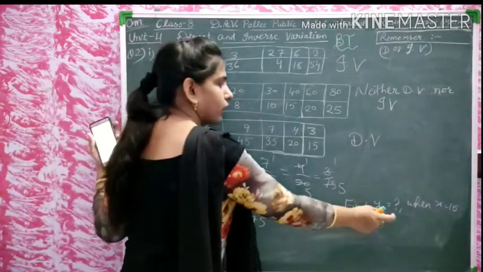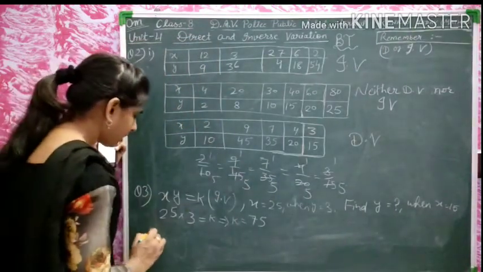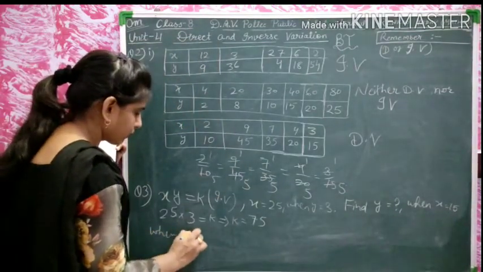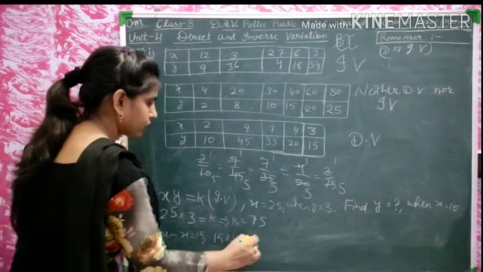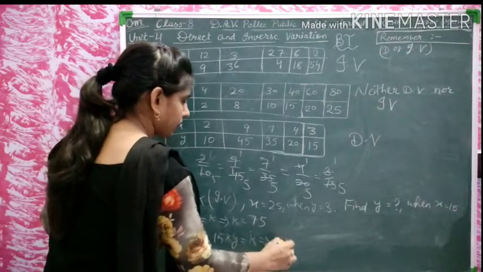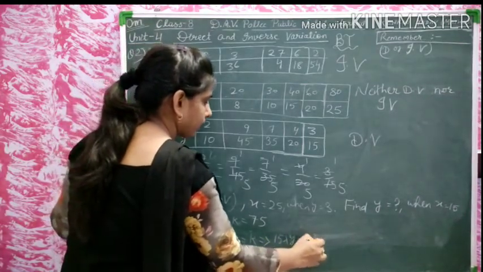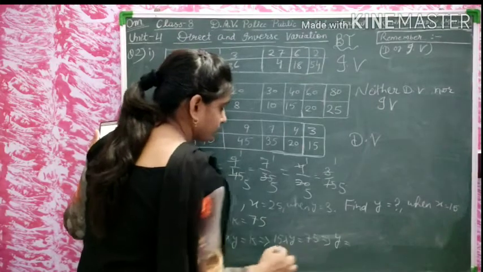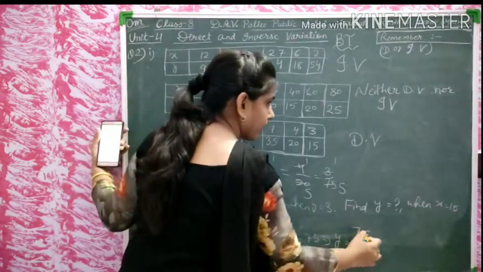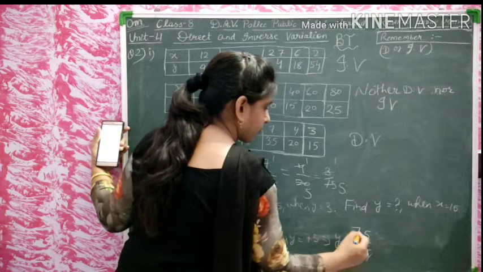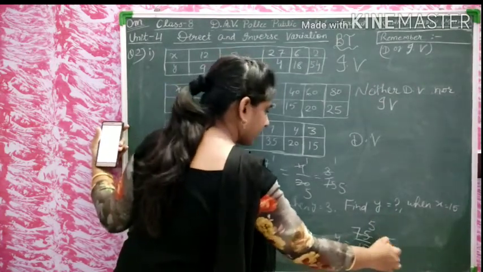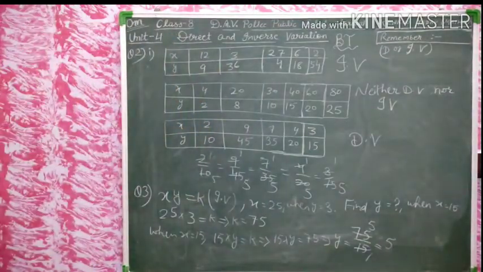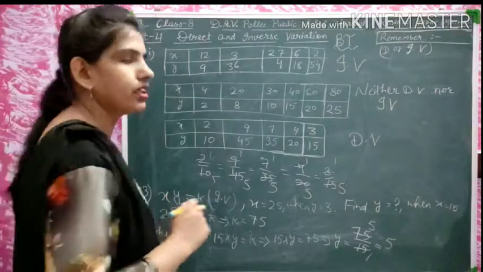And we have to find the value of y when x is equal to 15. Now when x is equal to 15, x into y is equal to k. It implies 15 into y is equal to 75. It implies y is equal to 75 divided by 15. 15 1s are 15, 15 5s are 75. There we will get here the value of y as 5. For the question number 3, we will get the answer y is equal to 5 here, the solution.